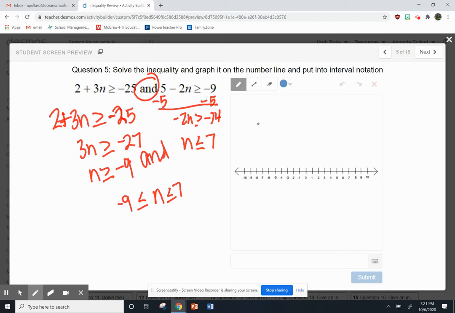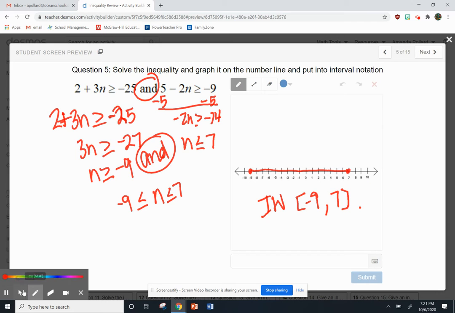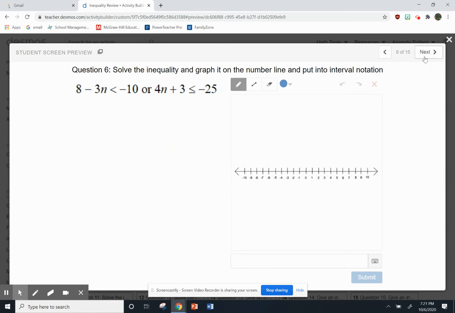And because you have and up here, you just carry it down here. And if I'm graphing it, n is greater than or equal to negative 9. We know we're going to go to the right. N is less than or equal to 7, excuse me. And we'll draw the line. Now if I do interval notation, I am going from -9 to 7. That would be my interval notation. I like to say that the and ones are the easier of the two to do interval notation.